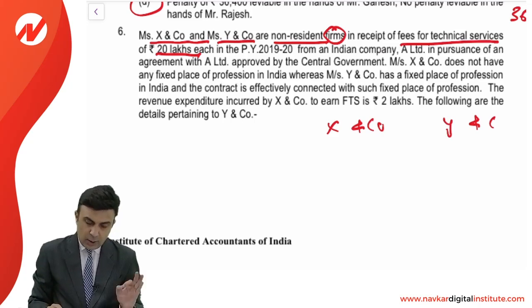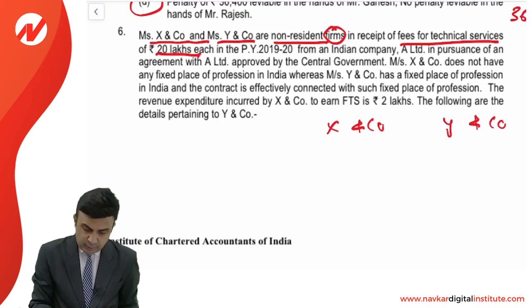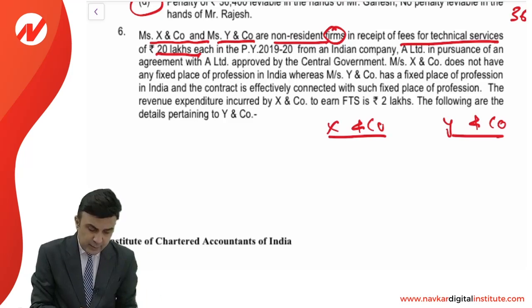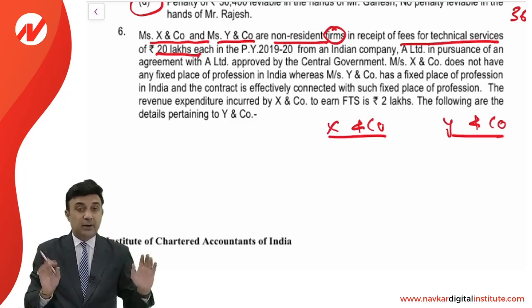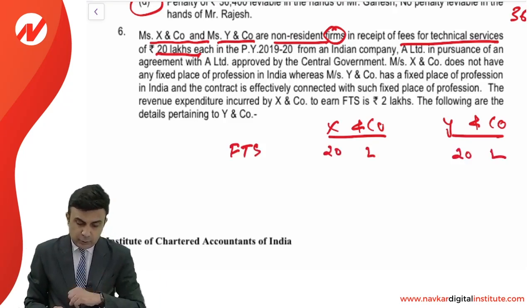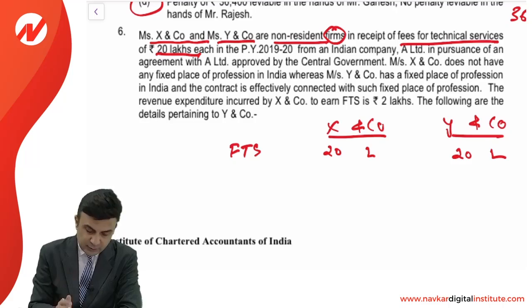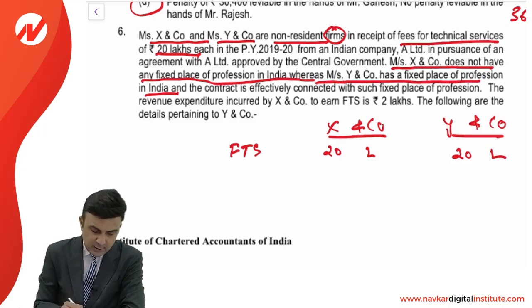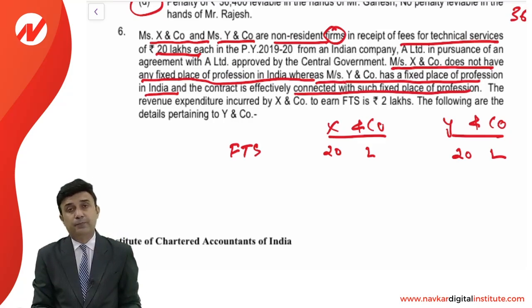From an Indian company, A Limited, in pursuance of an agreement with A Limited approved by the central government, meaning thereby they've got the same in pursuance of the agreement. Now listen, Messrs. X and Company does not have any fixed place of profession in India, whereas Y and Company has a fixed place of profession in India, and the contract is effectively connected with such fixed place.